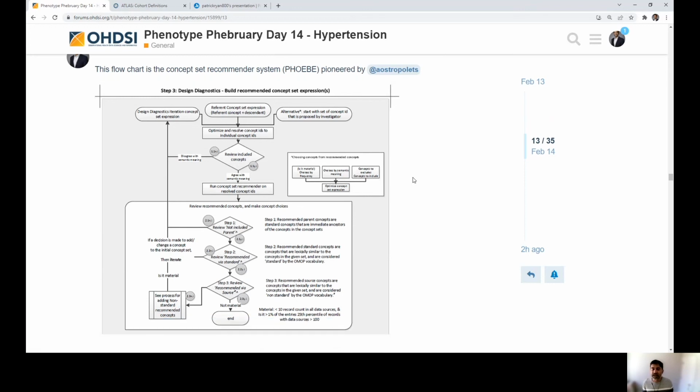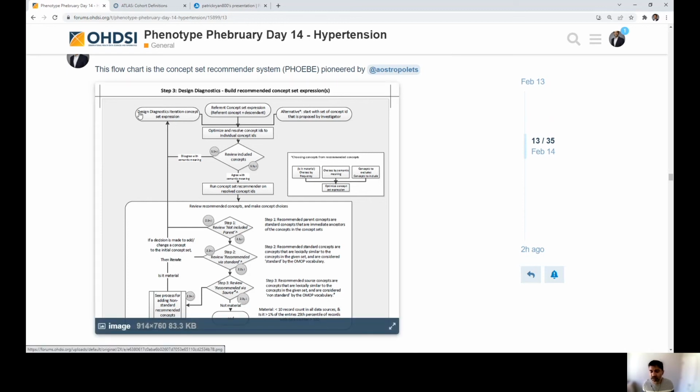First step is how does OHDSI build a concept set expression? A concept set expression is like a formula. It tells you what codes to include, what codes to exclude. Part of the formula says include this code and its descendants. When you execute that formula, it gives you a list of codes called the resolved concepts. That's your code list.